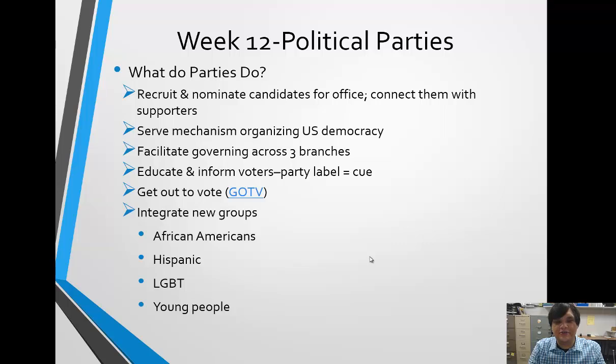And so your question on the test will probably be something like, which one of these is not a function of a political party? It's whichever one is not one of these that I just went through.